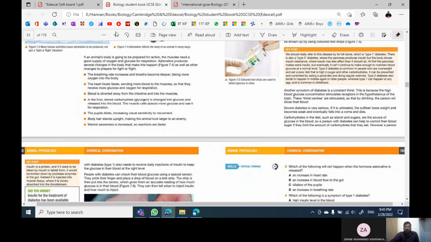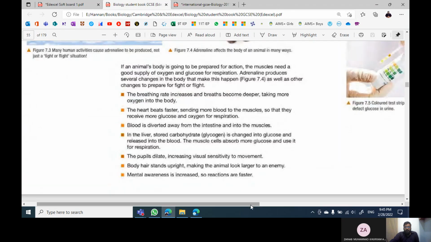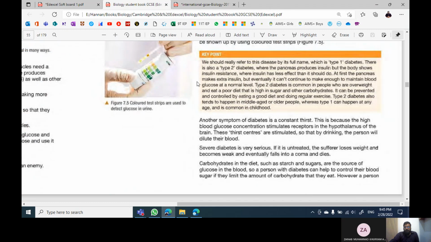Type 1 diabetes, also type 2 diabetes is mentioned here. People become overweight and eat a poor diet that is high in sugar and other carbohydrates. Controlling it by eating a good diet and doing regular exercise. Type 2 tends to happen in middle age or older age people. Type 1 can happen at any age. Okay. Constant thirst. This is another problem.